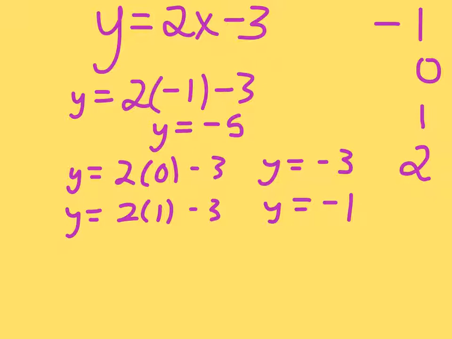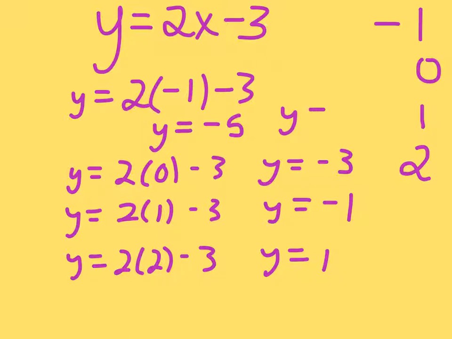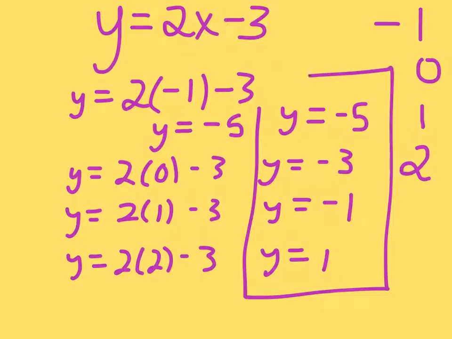And then plug in 2. 2 times 2 is 4. Minus 3 and y equals 1. And so what we have is our range of y equals negative 5, -3, -1, and 1 right here.